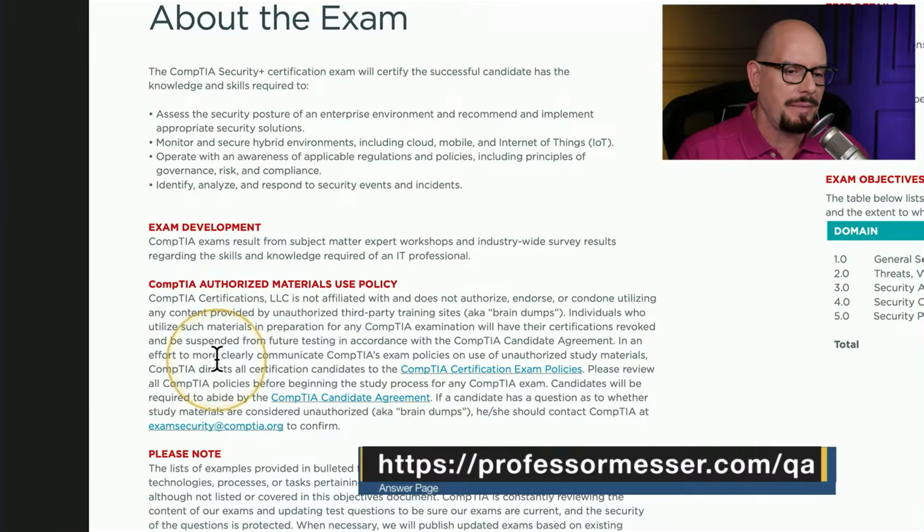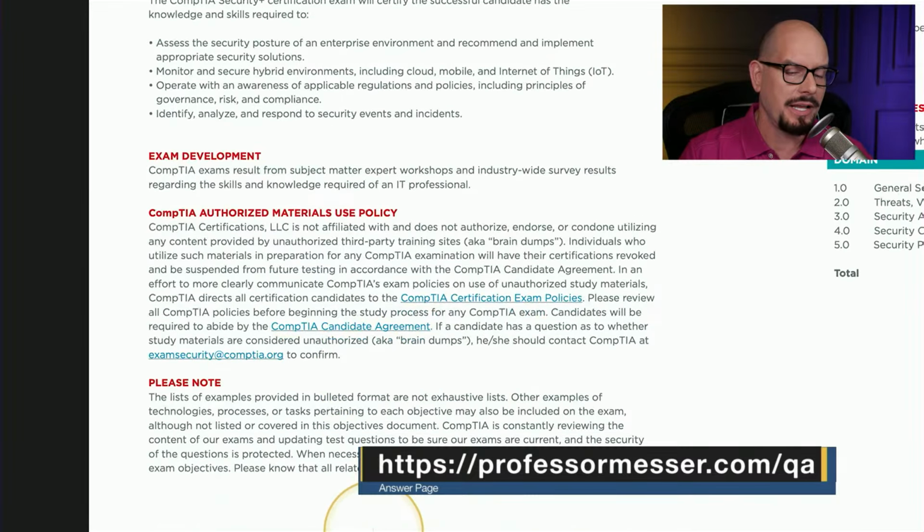I've had people send me messages that say, wait, I read this and I'm not sure if Professor Messer fits into this. Well, they have a link right here that you can go through their exam policies. They have on their website, you can type in professormesser.com and it will tell you that's a good place to study from. Or if you type in the URL of a different website that is not authorized, it will tell you it is not a good place to study from. So those options are available on the CompTIA website.